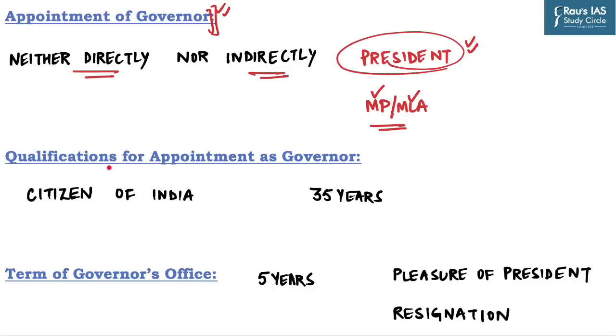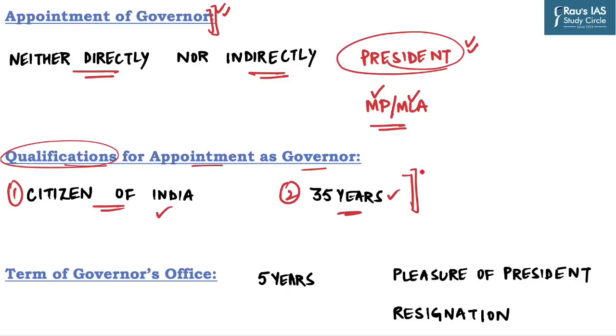Further, the Constitution of India has mentioned 2 qualifications for appointment as a governor. The first one is he should be a citizen of India, and the second one is he should have completed 35 years of age. Just try to remember this particular fact as it can be asked in the prelims exam also, and you should be aware that there are only 2 qualifications which are mentioned in the Constitution for appointment as governor.